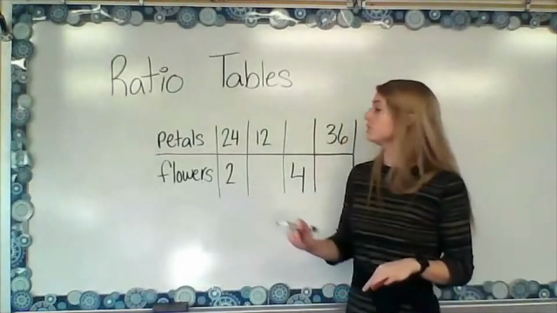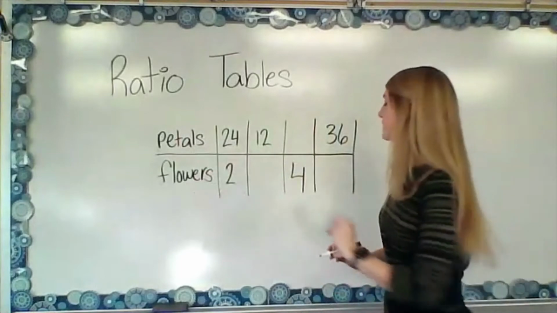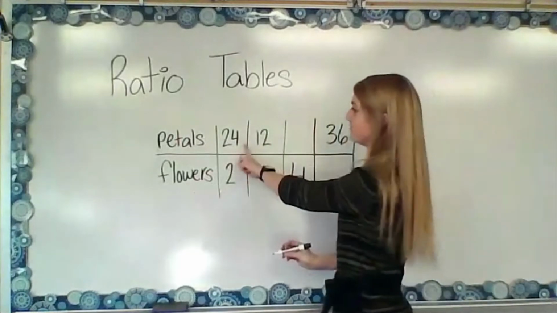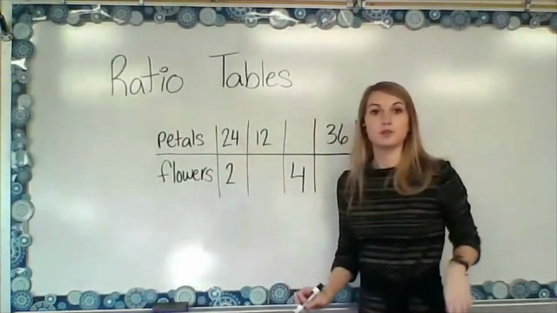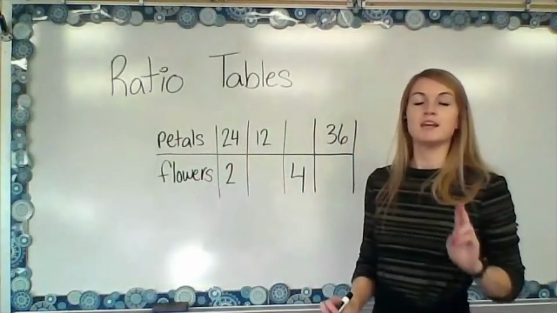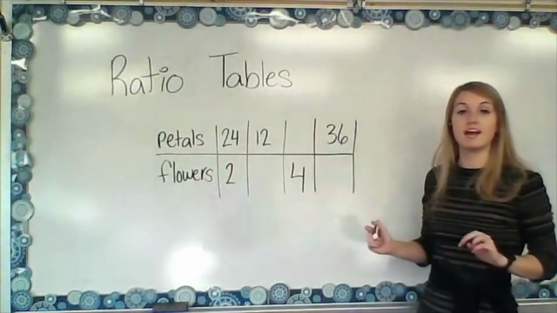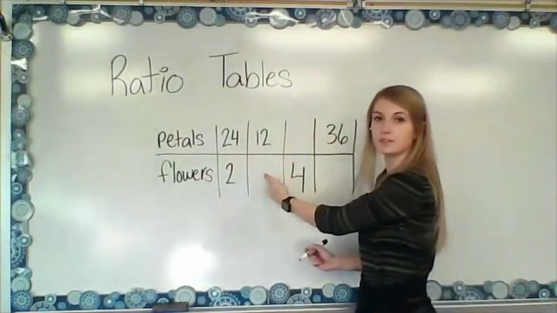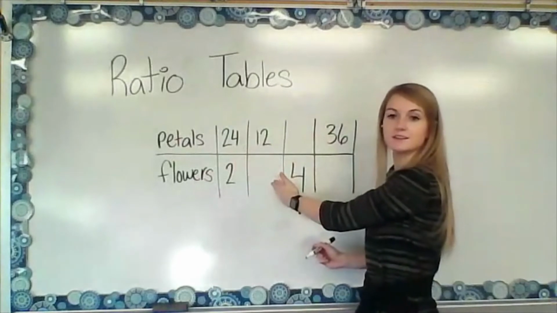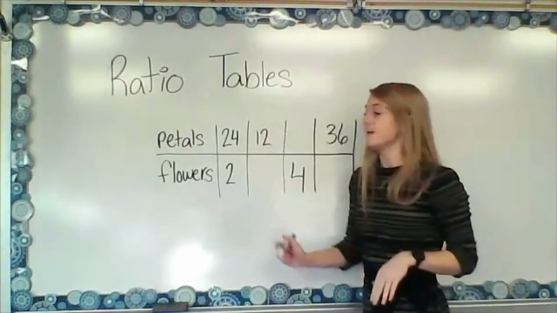All right, the next one we're looking at is comparing petals to flowers. Okay, so my first one says that if I have 24 petals, I'm looking at 2 flowers. So 24 to 2 is my ratio here. Now, this one, we've kind of got a few different numbers again that we're going to have to fill in. So let's take a look at the first empty spot, okay?